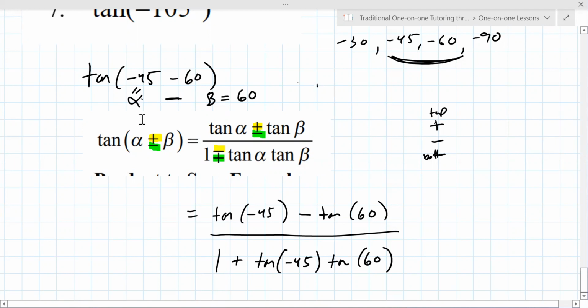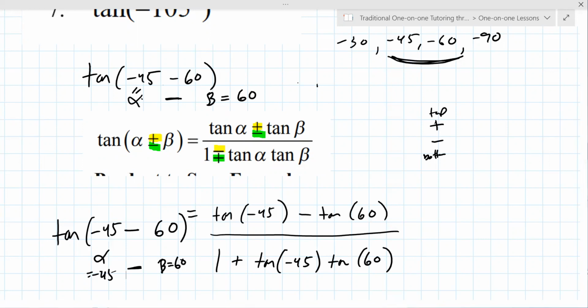Let me be a little bit more clear. You're doing this minus 45 minus 60. So alpha is minus 45 and beta is 60, but there's a minus between them. Now, in the tangent formula, these always flip. Got it. Okay, I think I get it now.